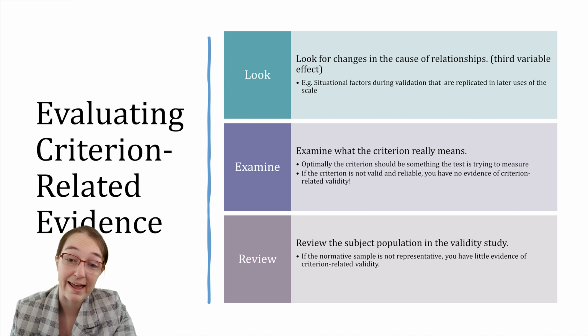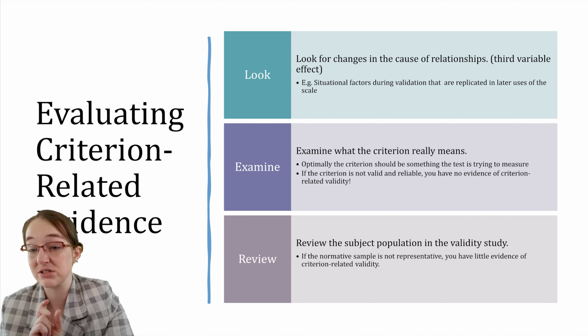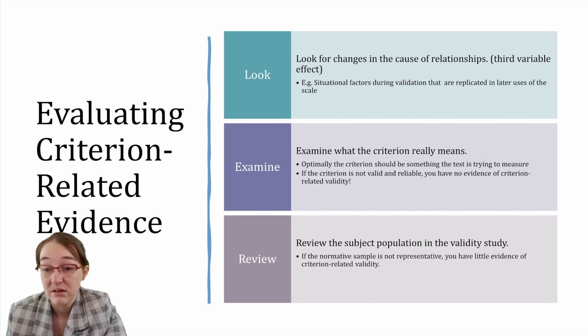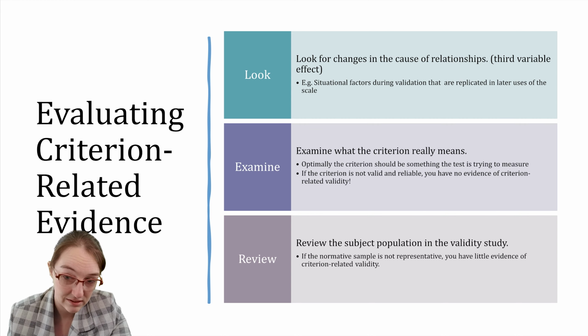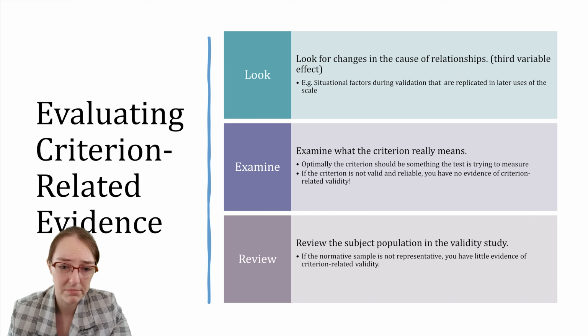So you're going to want to look at changes in the cause of relationships. For example, third variable effects, where situational factors occur during validation, and these can be replicated later in the uses of scales. So check those. Check out Simpson's paradox if you are unfamiliar with what I'm talking about. So next stage is examine what the criterion really means.